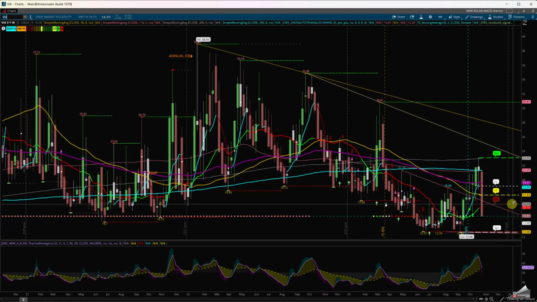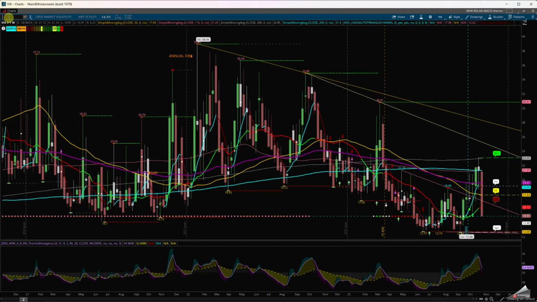Have to pay attention to that $16 area, $16.50, if the VIX comes back above it, and the $17.85. So these two numbers are very important, or do we consolidate back to the downside in the VIX?